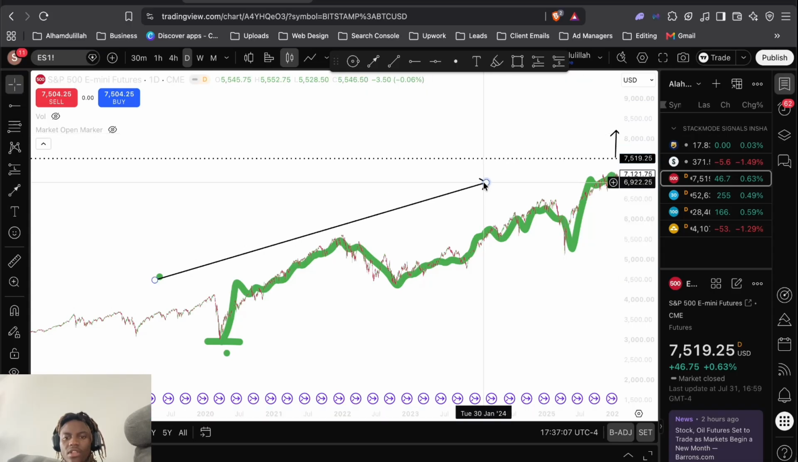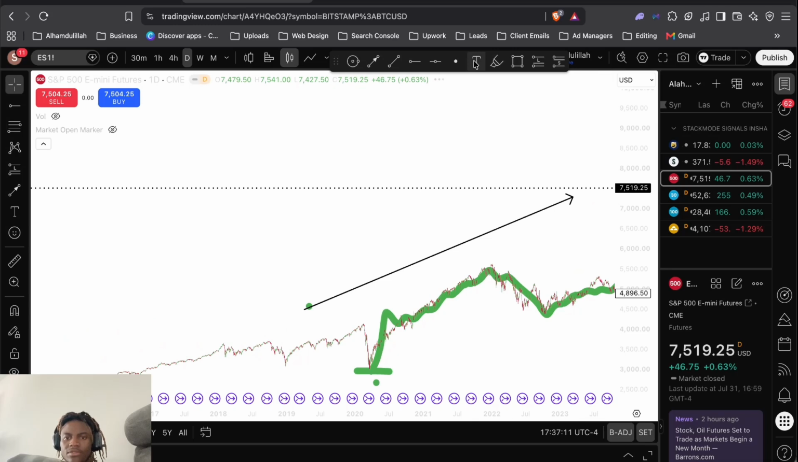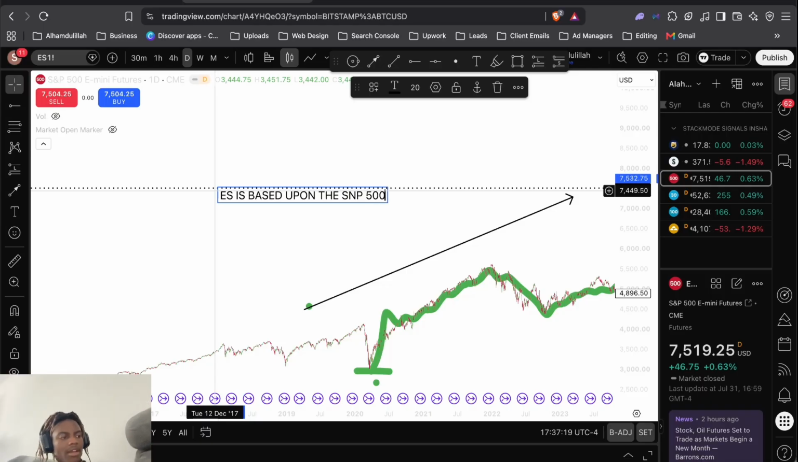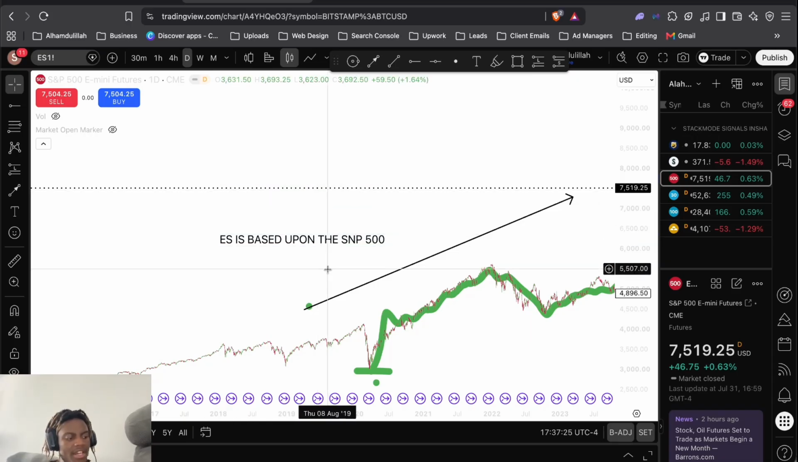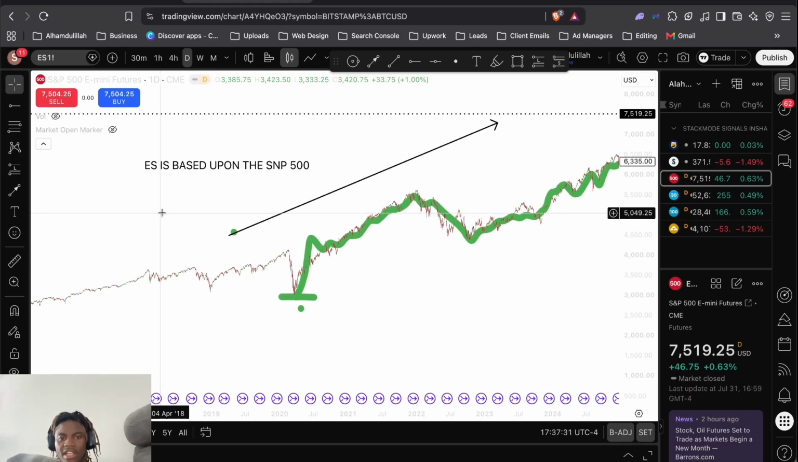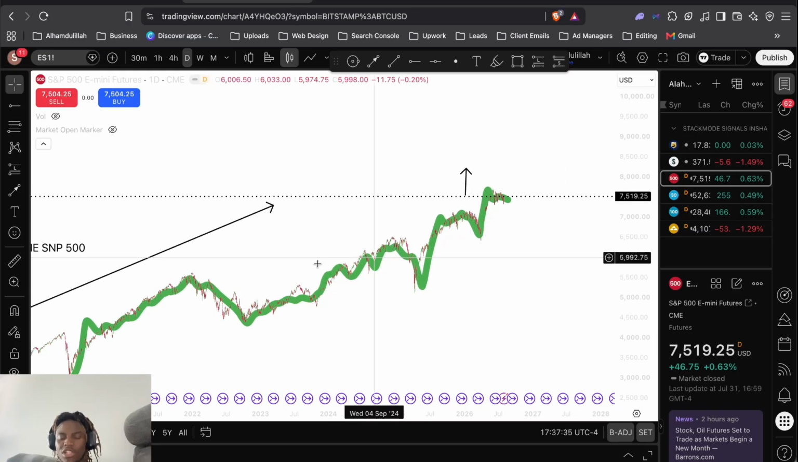Okay, so of course, this is the S&P 500 is what ES is based upon. Okay, ES is based upon the S&P 500. Okay, so understanding that, that's going to really help us get in a direction to where price is going to go in an upwards direction, of course. Okay, so ES once again is based upon the S&P 500. So that's why we're going to see this index heading in an upwards direction.